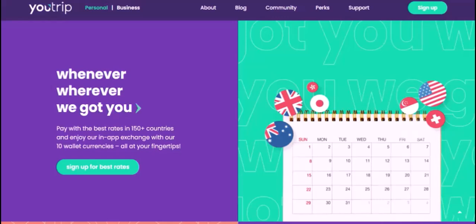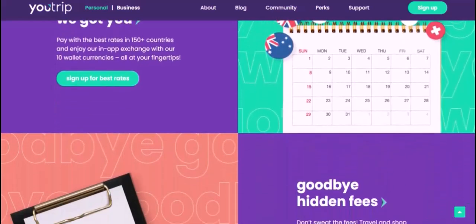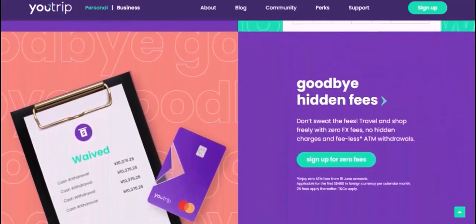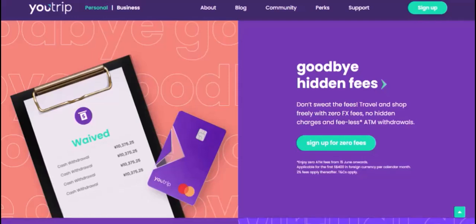While YouTrip offers incredible flexibility and convenience, it's essential to be aware of the transaction limits. By understanding these limits and following best practices, you can make the most of your YouTrip card and enjoy worry-free travels.